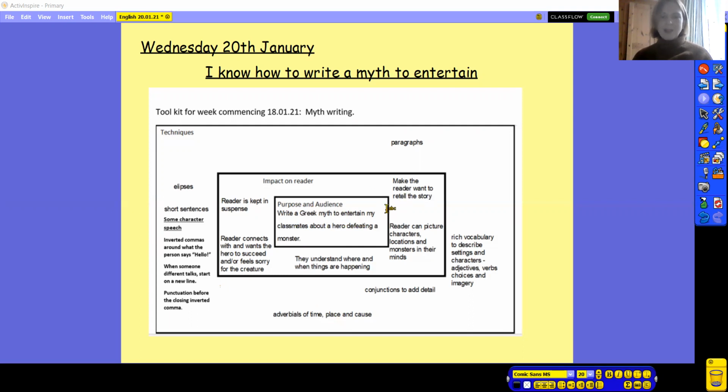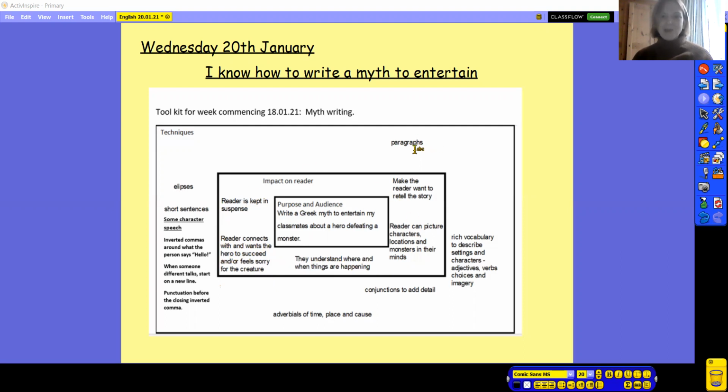So we've got to think of all these different things here to keep the reader amused. So first of all, we've got to make the reader want to retell the story. Then we've got to make sure the reader can picture all the characters, the locations, and the monsters in their heads. They need to understand where and when things are happening. They also need to keep the reader in suspense, so they want to read and keep carrying on. The reader connects with and wants the hero to succeed. And you might feel sorry for the creature, depending on your creatures.